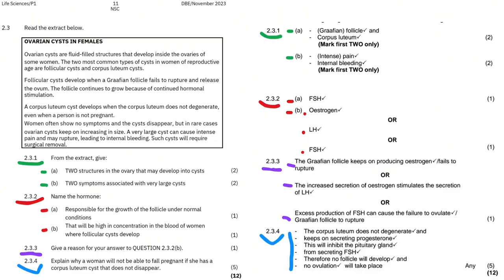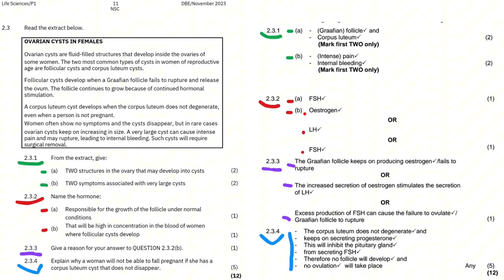Question 2.3. Read the extract below. Ovarian cysts in females. Ovarian cysts are fluid-filled structures that develop inside the ovaries of some women. The 2 most common types of cysts in women of reproductive age are follicular cysts and corpus luteum cysts. Follicular cysts develop when a Graafian follicle fails to rupture and release the ovum. The follicle continues to grow because of continued hormonal stimulation. A corpus luteum cyst develops when the corpus luteum does not degenerate, even when a person is not pregnant.